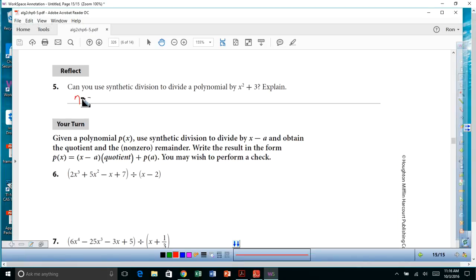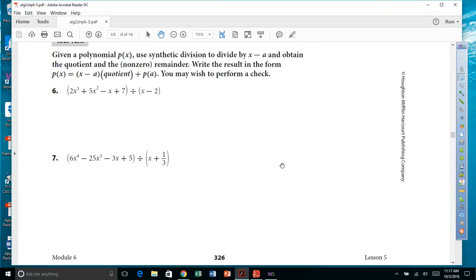Unfortunately, no. Must be linear. Linear polynomial. And in case you wonder what linear is, that would be like x plus 3. All right. This x squared plus 3 here, that is a quadratic, and it just don't work.